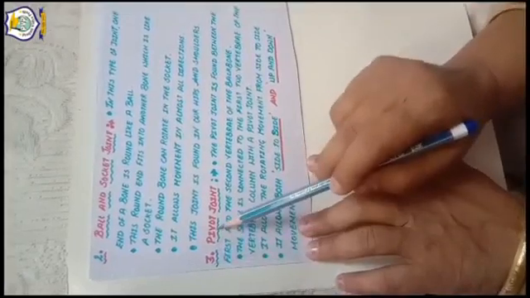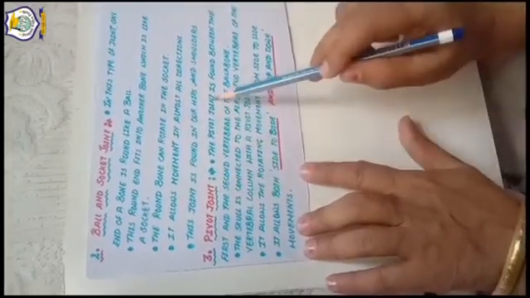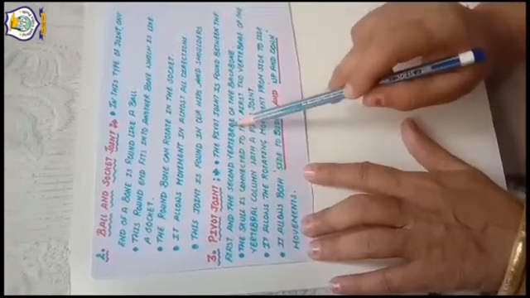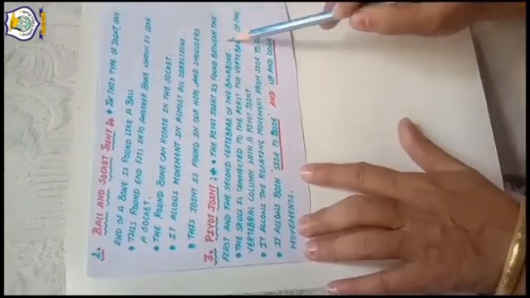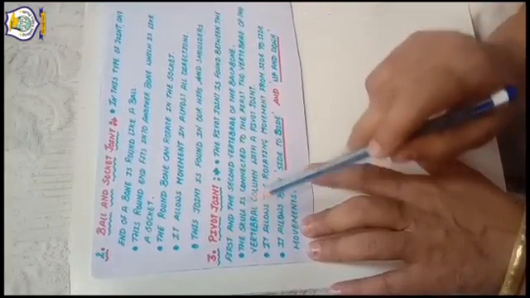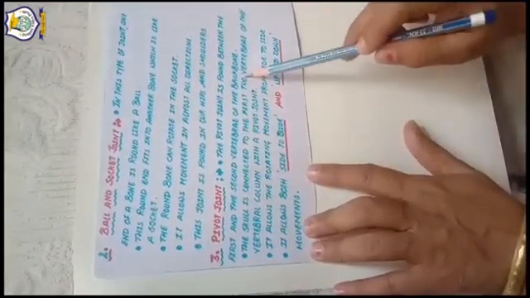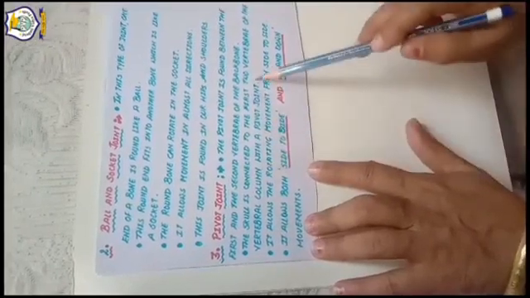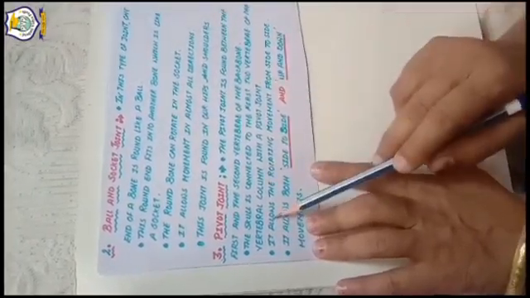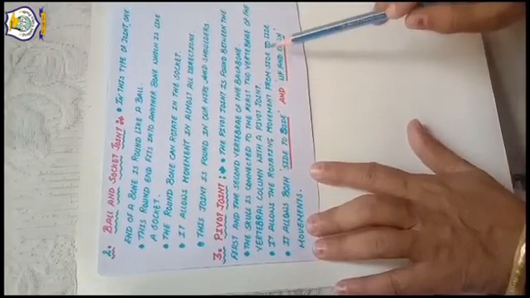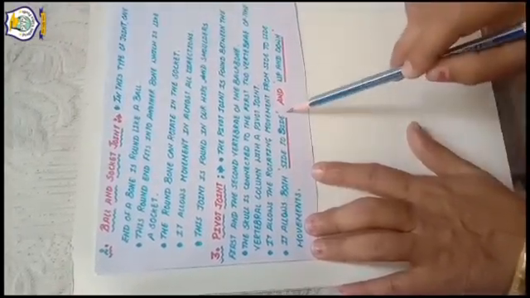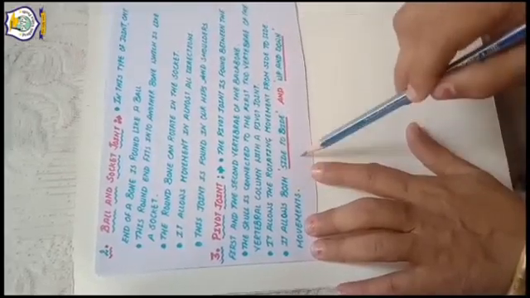Third, pivot joint. The pivot joint is found between the first and the second vertebrae of the backbone. The skull is connected to the first two vertebrae of the vertebral column with a pivot joint. It allows the rotating movement from side to side. It allows both side to side and up and down movements.